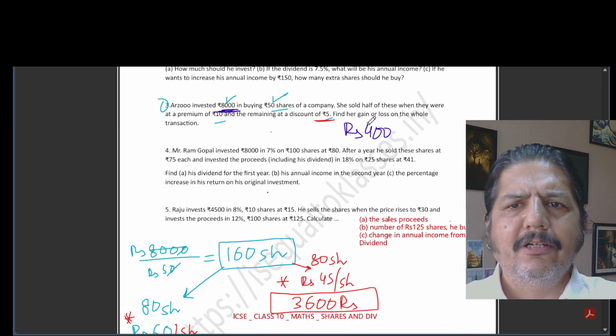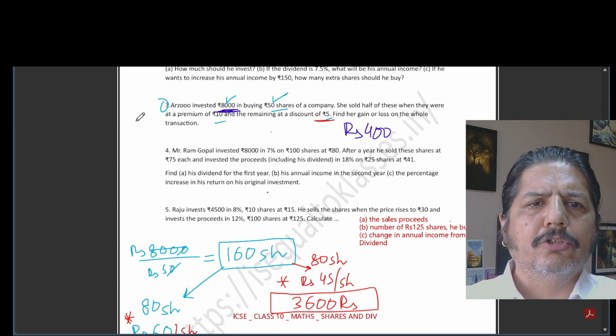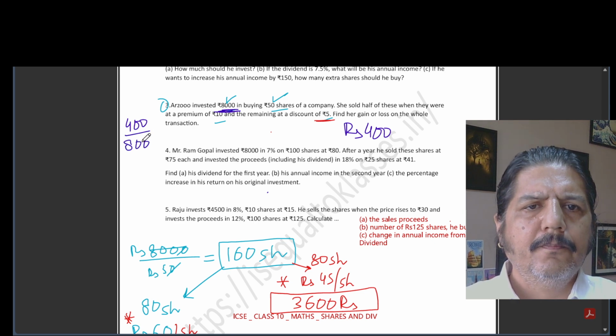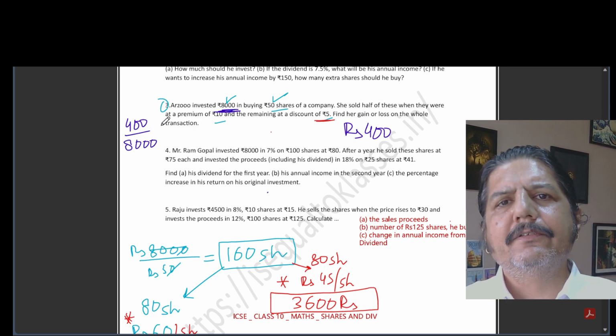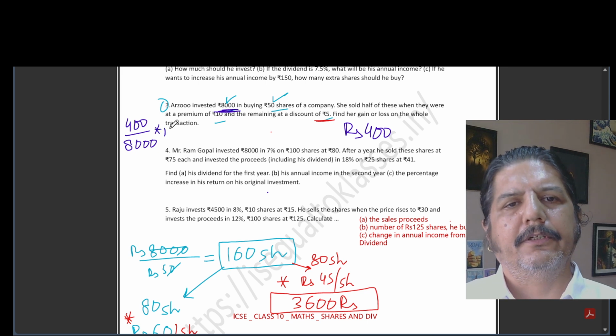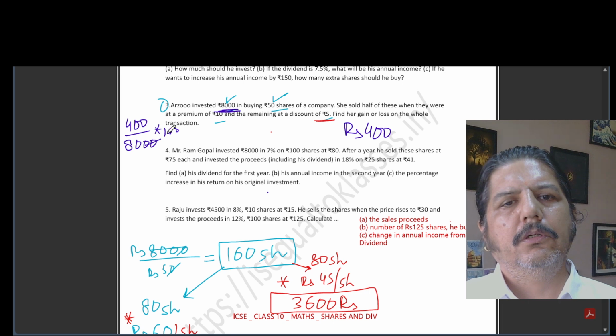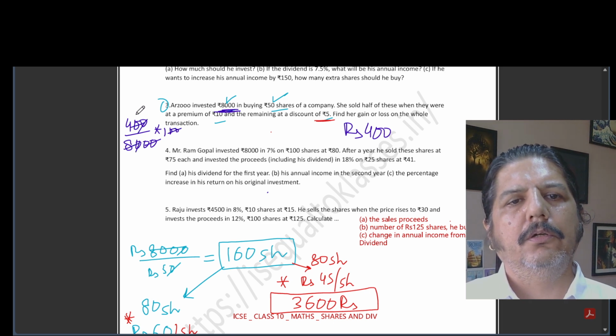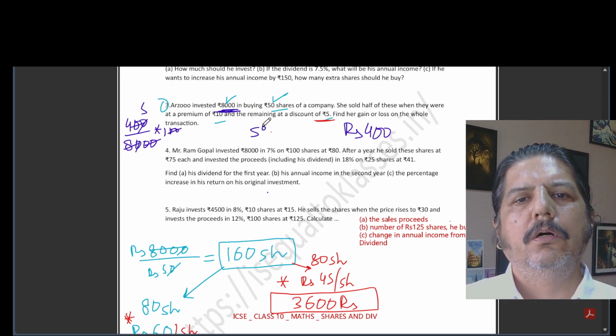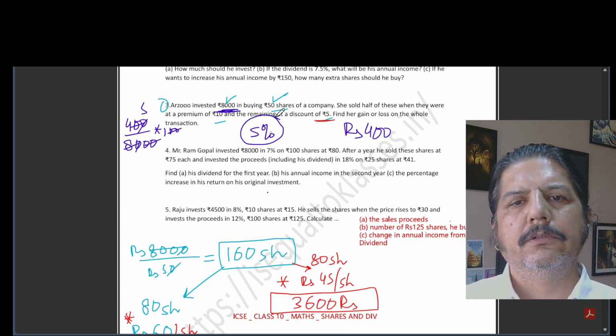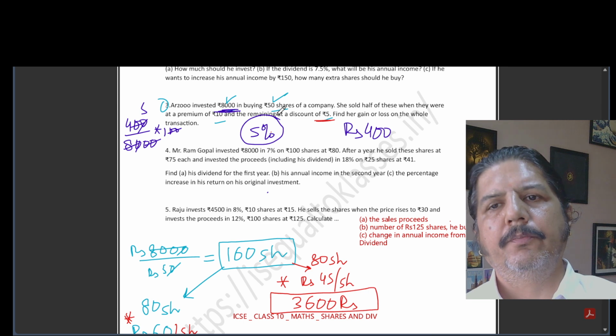They have just asked for the gain or loss. If they had asked for the gain or loss percent, it would have been 400 upon what is the investment? 8,000. They haven't asked for the percentage, I'm just calculating the percentage. So she made a gain of 5%. So hope this makes sense.